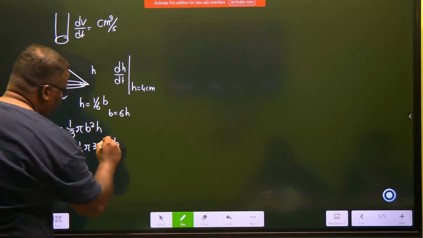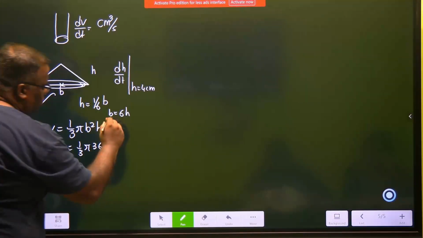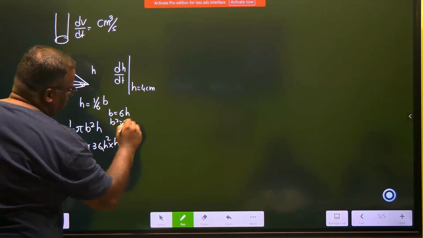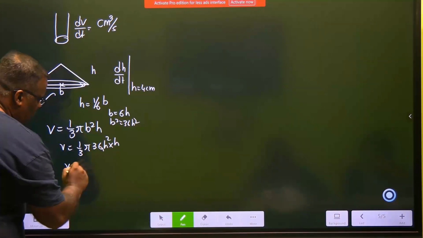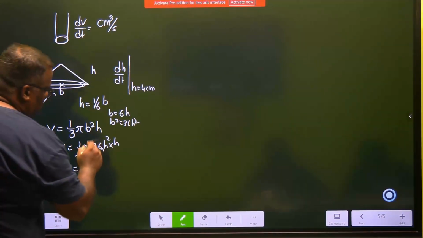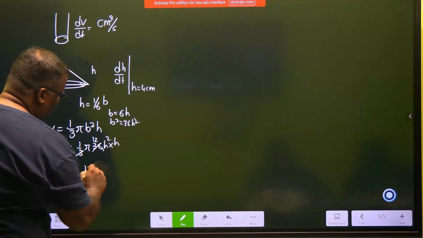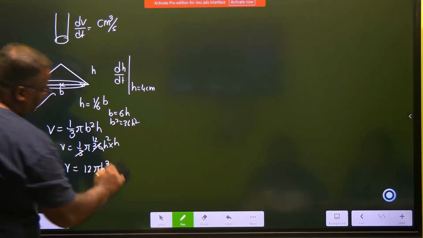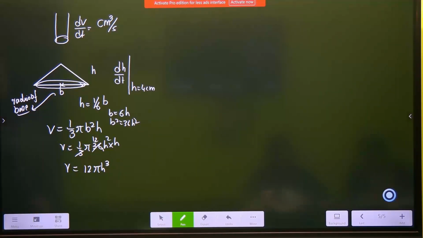36h square. So my B square is equal to how much? 36h square. So my volume finally becomes, 3 takes it away as 12, 12 pi h cube. This is my volume. Right? Very good.